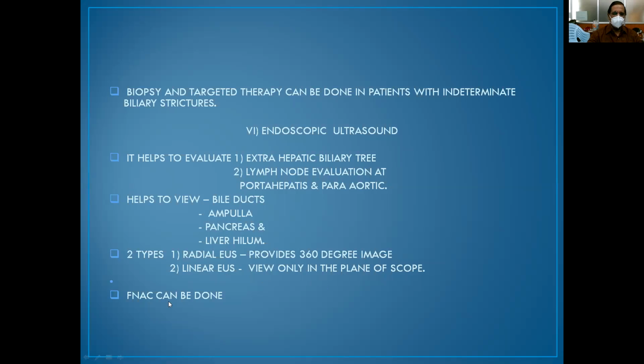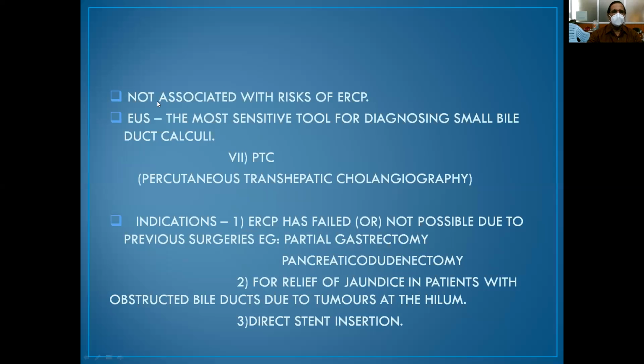Another main advantage of endoscopic ultrasound is you can take a needle biopsy even of inaccessible areas, without damaging the surrounding structures. That is the main advantage of endoscopic ultrasound. And it is also not associated with the risks of ERCP. Endoscopic ultrasound is the most sensitive tool for diagnosing small bile duct stones.